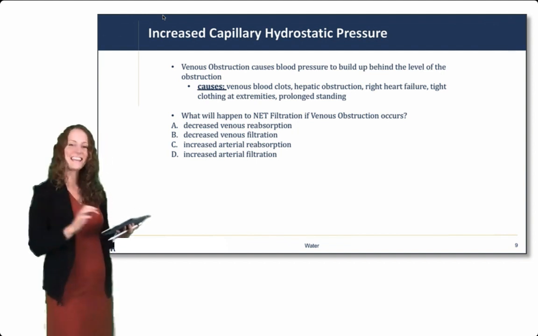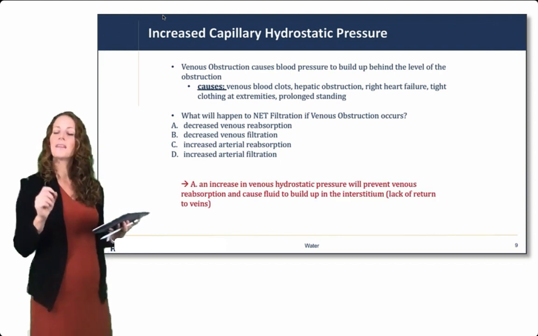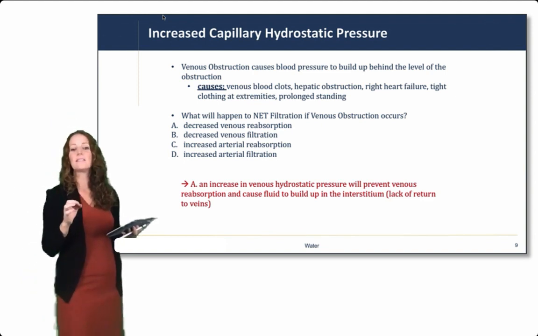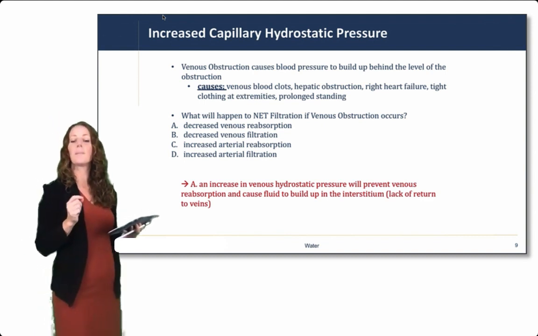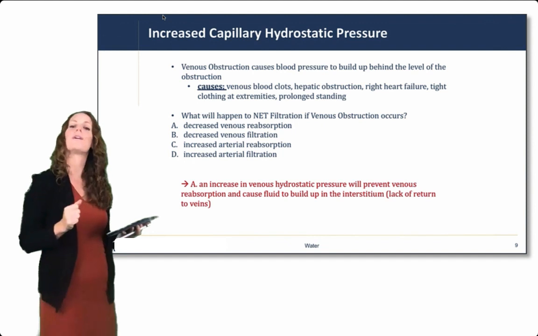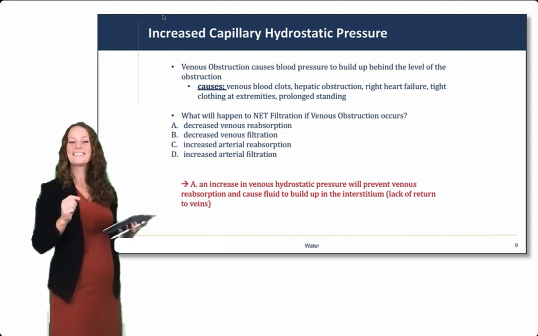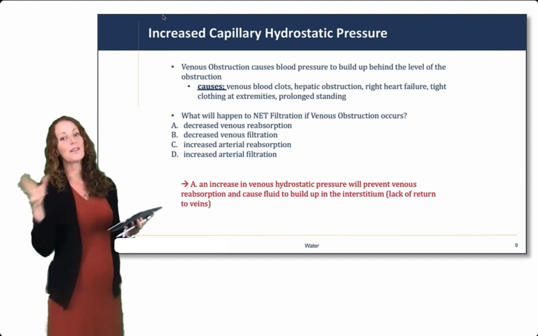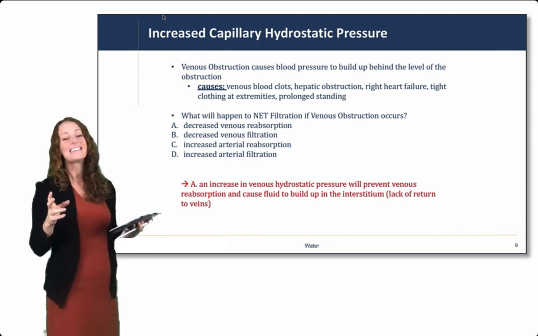All right, did you get it? Here's the answer. The answer is A. An increase in venous hydrostatic pressure will prevent venous reabsorption and cause fluid to build up in the interstitium, meaning that you would have a lack of return of fluid to the veins. Then what do you get? Edema. So we have an imbalance in the Starling or the filtration forces. The answer to what do you get is edema.